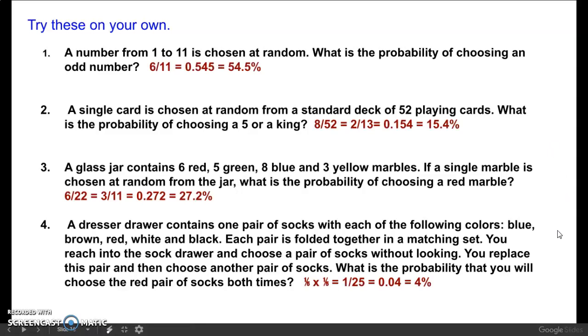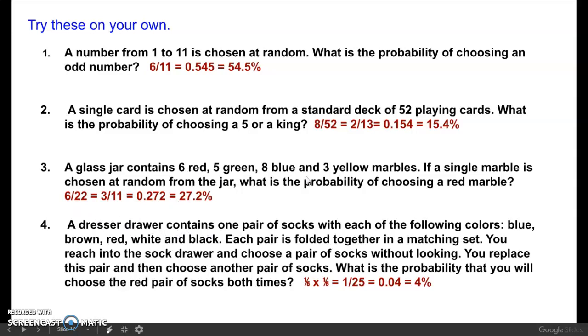Okay, so I hope they match. All right, so the first one is 6 out of 11. There are 6 odd numbers when you number 1 through 11. So that ends up being 54.5%. A little bit better than half the time. In terms of these cards, you've got 4 5s and you've got 4 kings. These, by the way, are mutually exclusive events. They cannot happen at the same time. You can't pull out a 5 and a king. So that's why you can think about them all together. So it's 8 out of 52, reduces to 2 out of 13, and that boiled down to 15.4% chance of doing that.